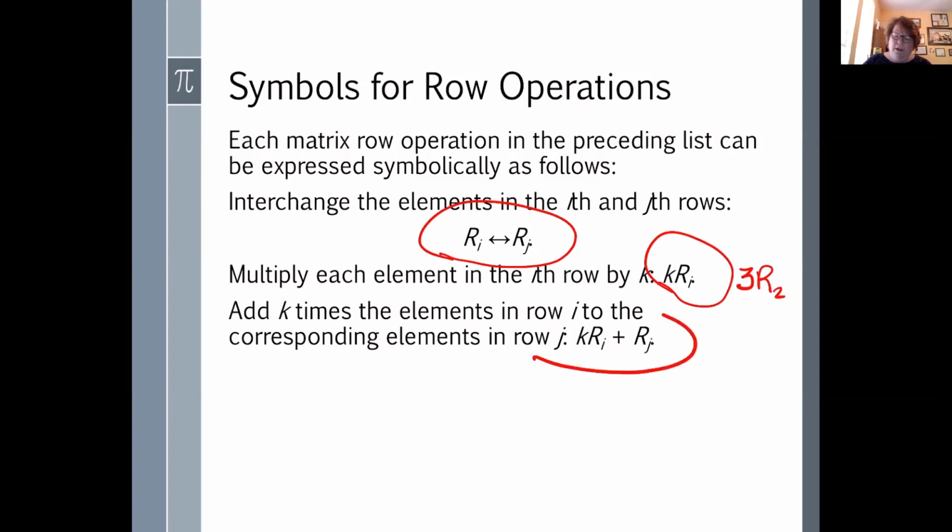And then to add a multiple of one row to another row, we designate that by K times R sub I plus R sub J. So when you do this, you get a new row J. When you take a multiple of one row and add it to another row, that row that you're adding to, you're changing that row. So this would give us a new row J.